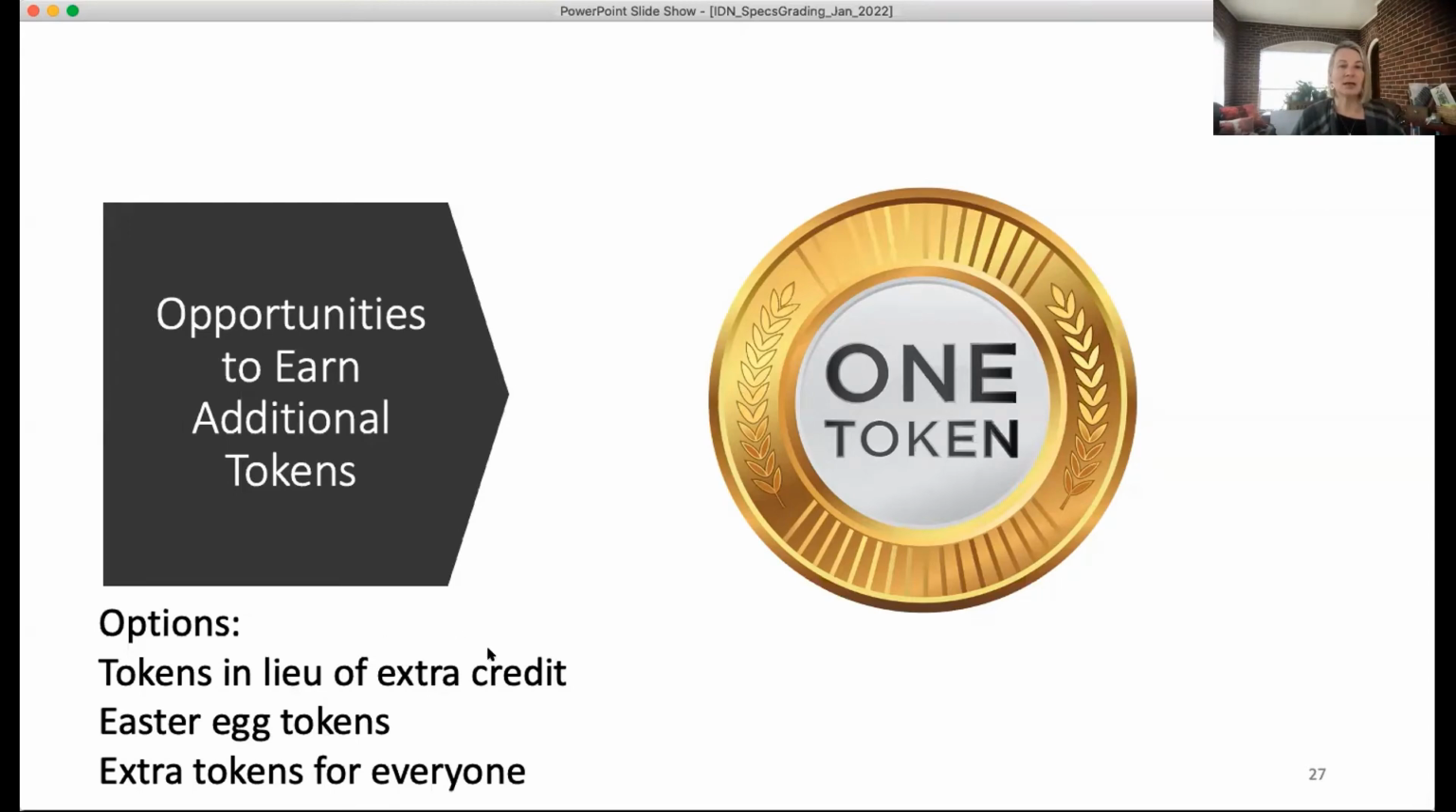Or, like when we went into the pandemic, everybody needed an extra break, didn't they? So guess what? An extra token for everybody. Why not? It was an easy thing to do. So if we're going through a rough time, you can just decide to do that.